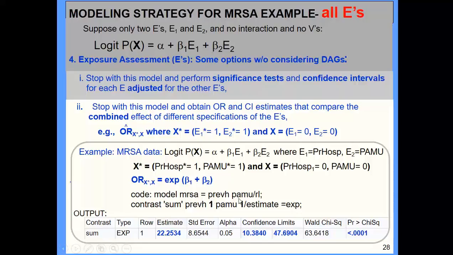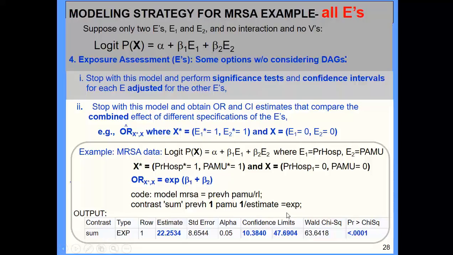Those are the only 2 variables in the model, so that's the model statement. And then you'd have a contrast statement that you've already learned about. In the contrast statement, you have to give it a name. I'm calling it the sum because it's E to the sum of these 2. And then I say previous hospitalization 1, PAMU 1, estimate equal to EXP.